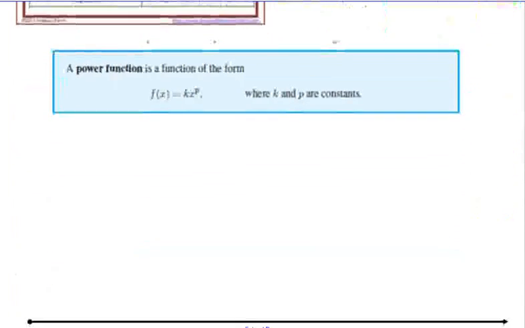So how does that relate to the topic power functions? Well, all power functions are basically examples of directly proportional relationships. So y is directly proportional to a power of x.